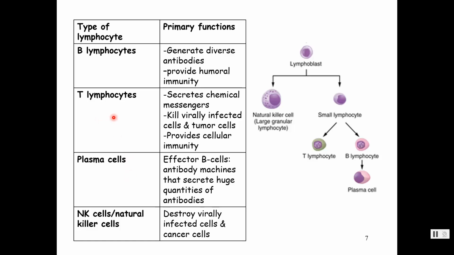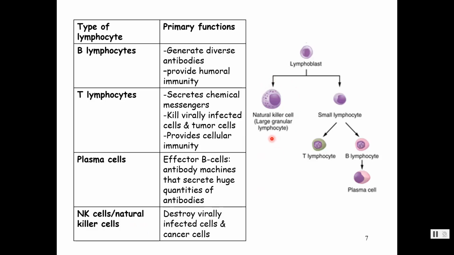T lymphocytes, there's one population that secretes chemical messengers that's going to help the B cells become plasma cells. But the effector T cell is actually going to kill our virally infected cells and tumor cells by cell-to-cell contact. So they're responsible for our cellular immunity. Natural killer cells, they are a large granular lymphocyte.